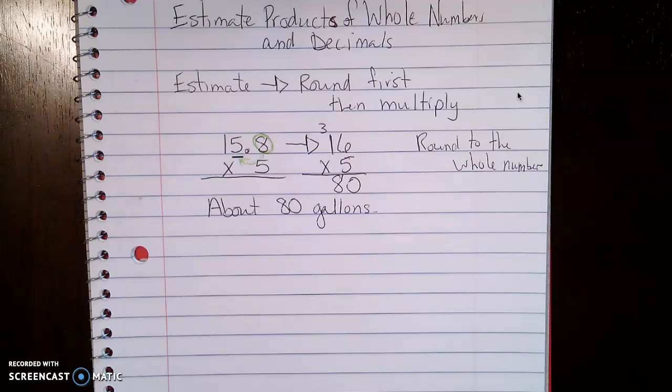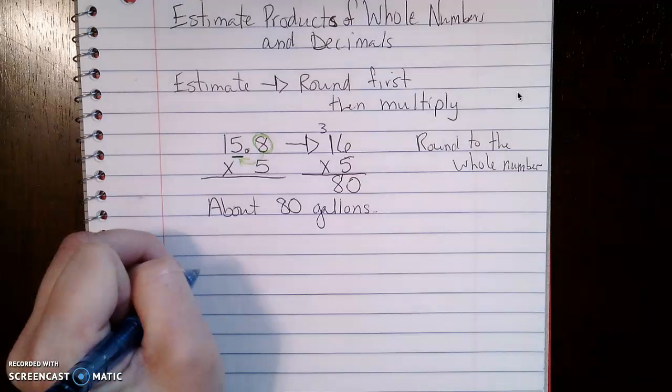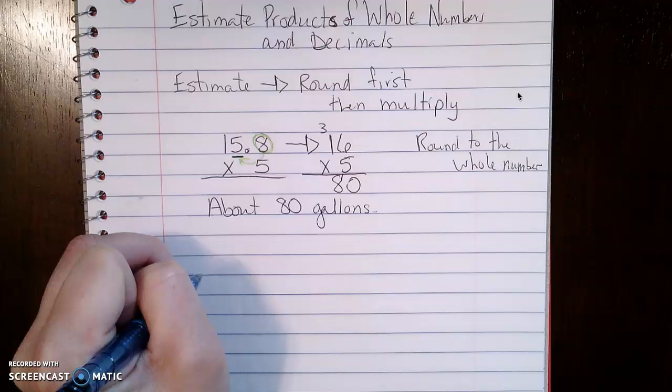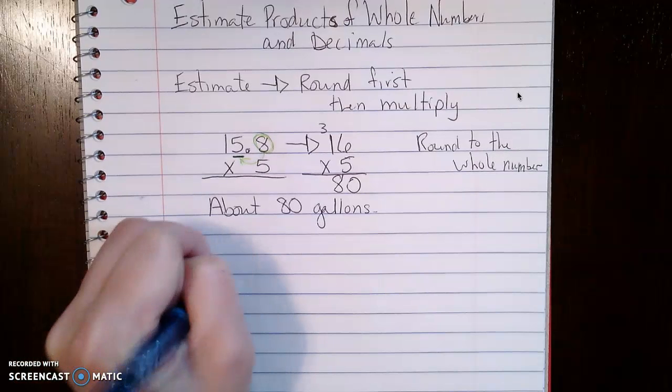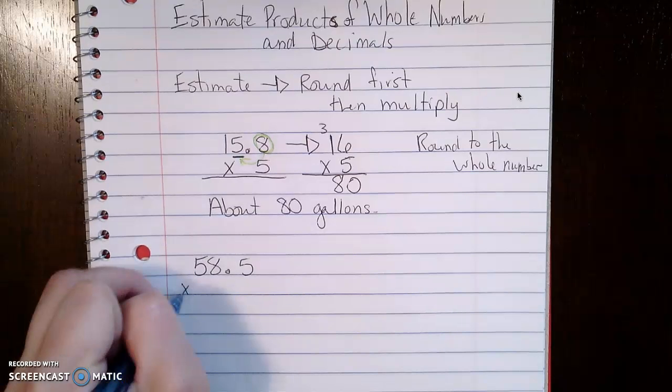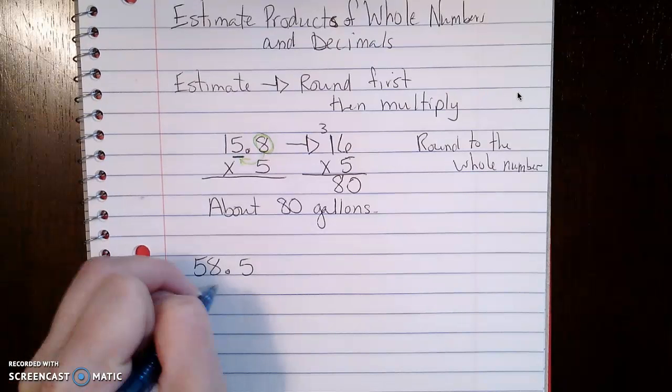Okay. And so for our second example on page 380, it says a worker loads 16 packages onto a truck. Each package weighs 58 5/10 pounds. About how many pounds are loaded onto the truck? So again, we're going to do 58 5/10 times the 16.